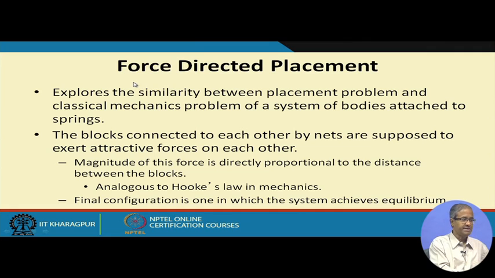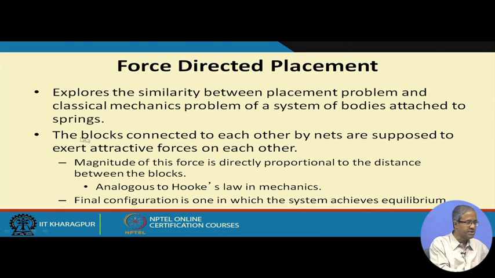Now, as I said, this method explores the similarity of analogy between the placement problem and a very classical problem of mechanics, which is a system of bodies attached to springs. I shall take an example to illustrate. So, there are a set of bodies which are attached to springs. This is the analogy we are drawing here. So, we shall come to it a little later.